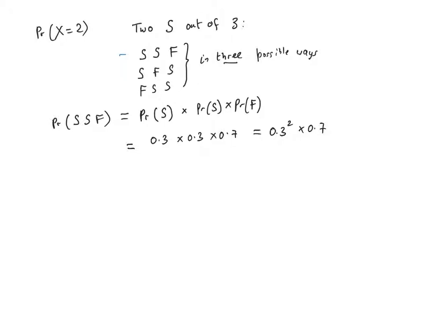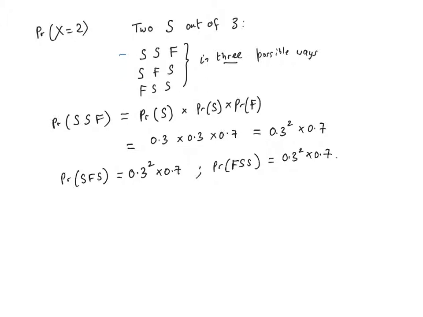And if we look at the other 2 events, they both comprise 2 successes and a failure in different orders, but that doesn't matter. When we work out the probability in the way that we've just done, we get the same answer, 0.3 squared times 0.7. So the probability that we have SFS is the same, 0.3 squared times 0.7, and similarly the probability that we have FSS is again 0.3 squared times 0.7.